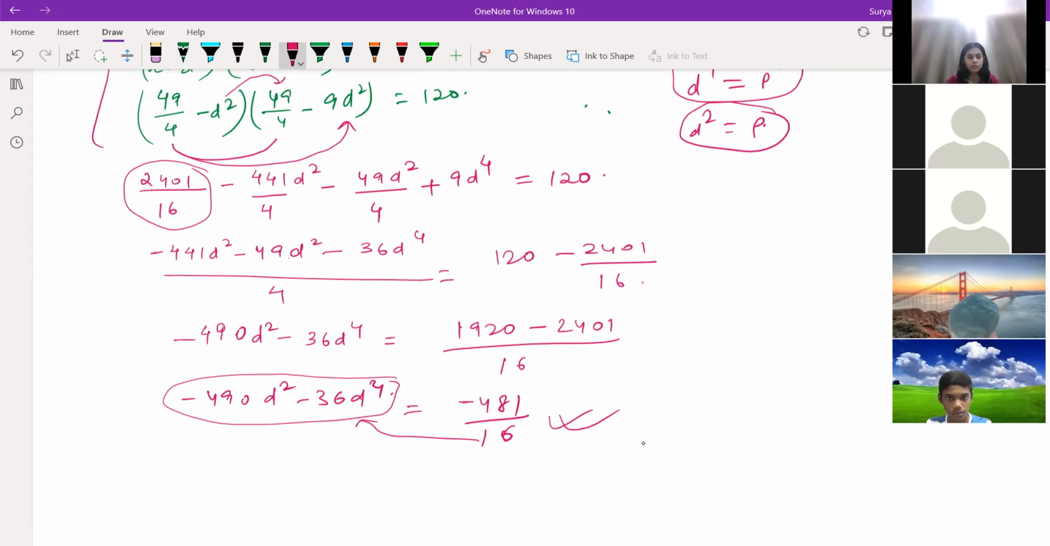So in which form will it come? x square plus x plus something is equal to 0. This quadratic equation will become, because d square you let as p, d to the power 4 you let as p square. Then you can just cancel the minuses all over. Yeah, that you can do.